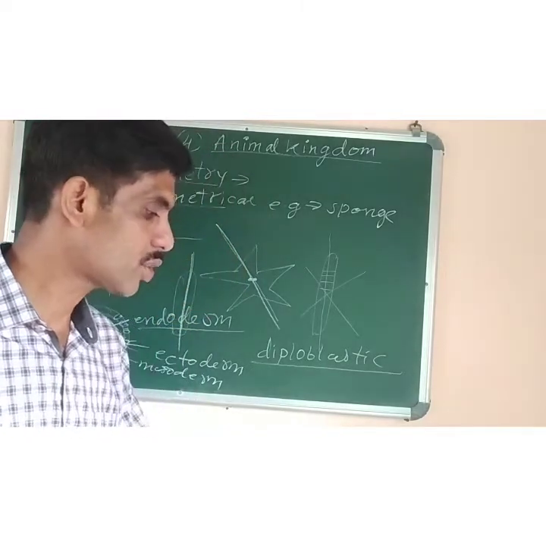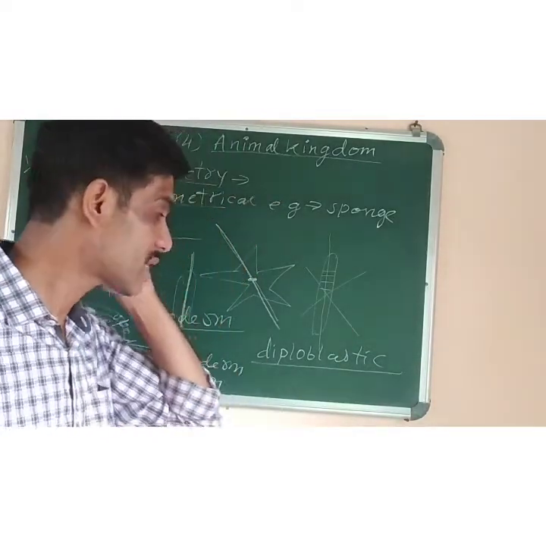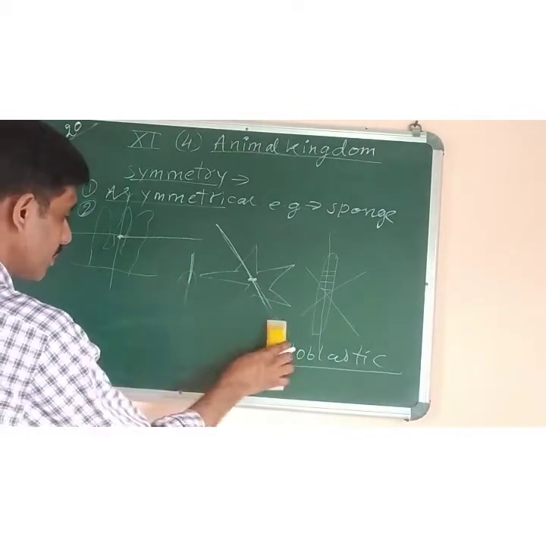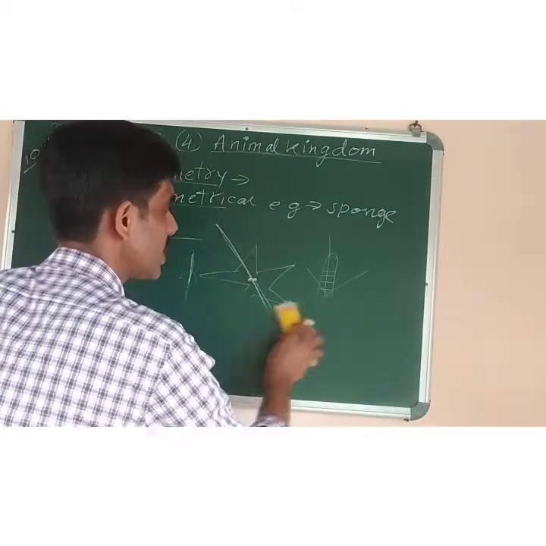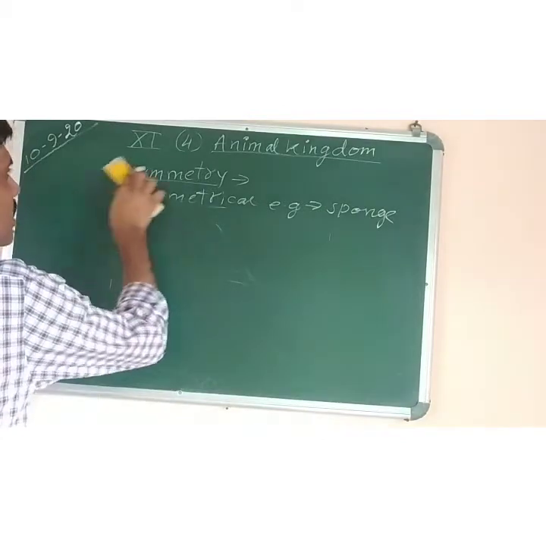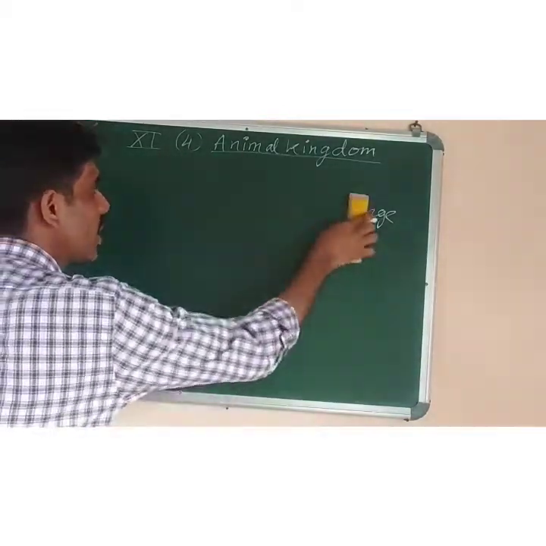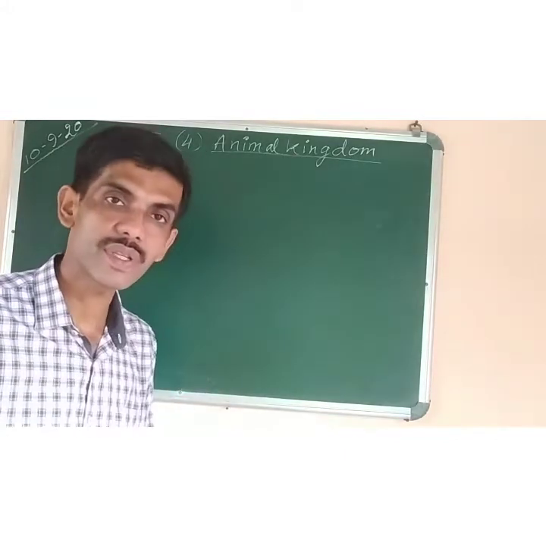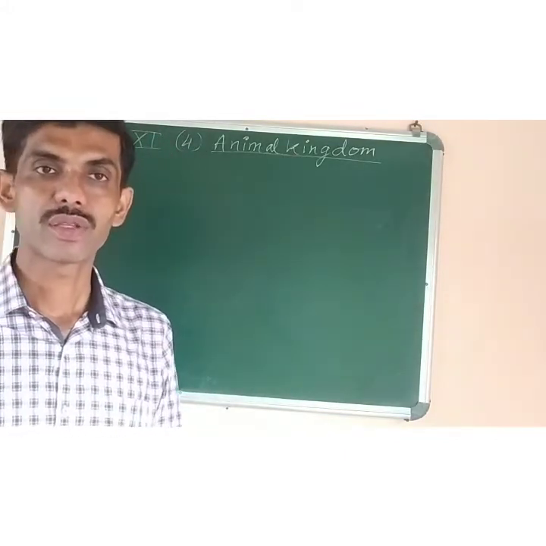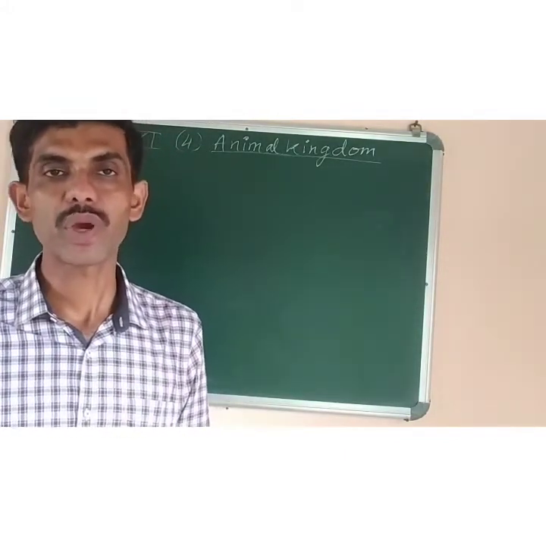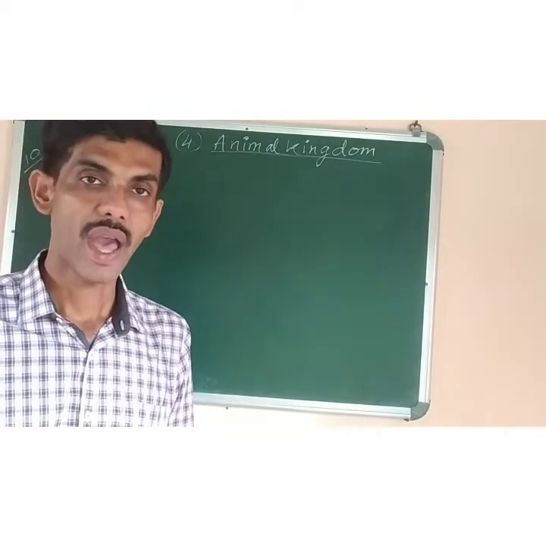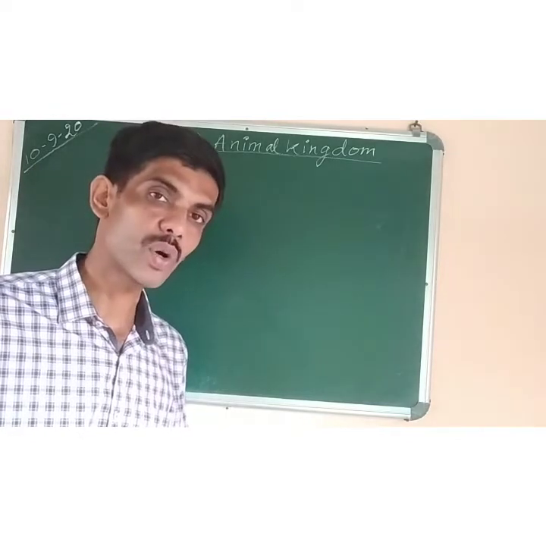Now next we have the coelomates. What is coelom? The body cavity is called coelom. Coelom is the term given to the empty body cavity. So according to the presence of coelom, animals are of three types. Number one, coelomate. Number two, acoelomate. They do not have any coelom or body cavity. And third one is pseudocoelomate.